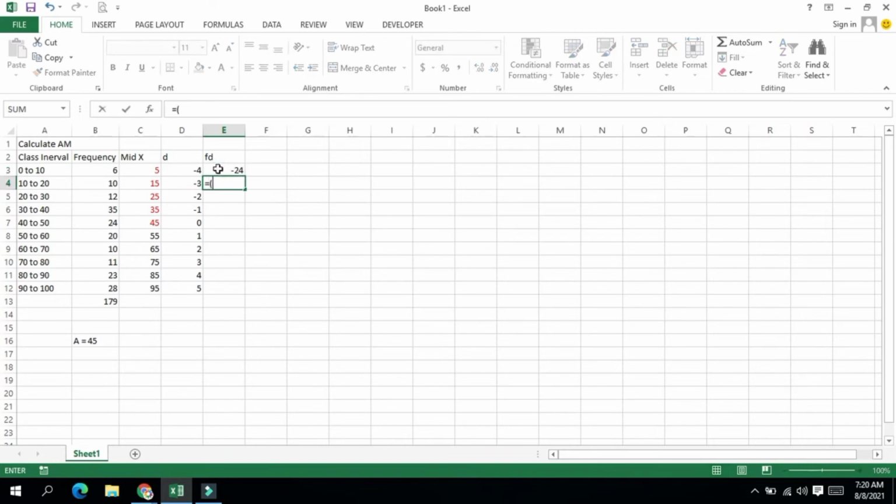Likewise we have to multiply all the values. I'm just using the formula now to calculate quicker, but we have to do it manually. 10 into 3 is 30. Likewise we have to do. One second, some error is there. Okay, we manually multiply it. It is minus 24, right? Minus 35, 0, 20, again 20, 33, 23 into 4, 92. Then 28, 140. Yes. Now add all this.